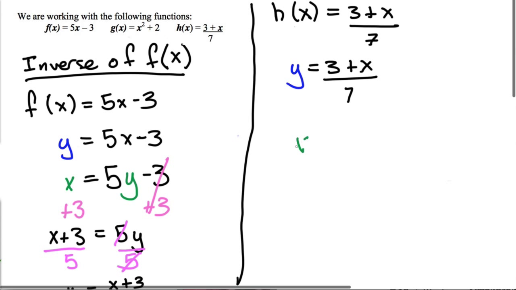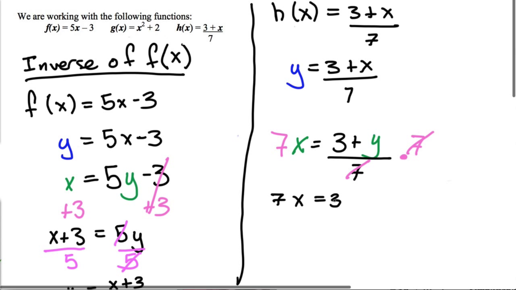So this y is going to turn into an x, this x is going to turn into a y, and everything else is going to stay the same. So I still have the 3 plus and then all over 7. Now the next step is to solve for y, and so the first thing I'm going to do is multiply by 7 on both sides so that I can cancel those 7's. So then I end up with 7x equals 3 plus y.